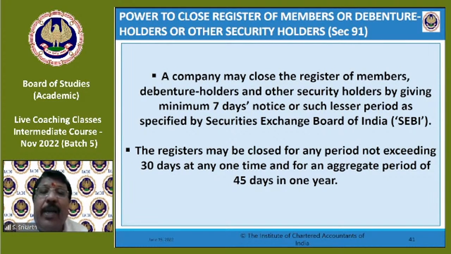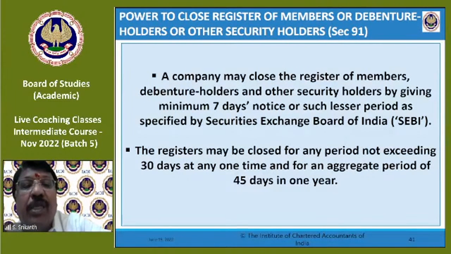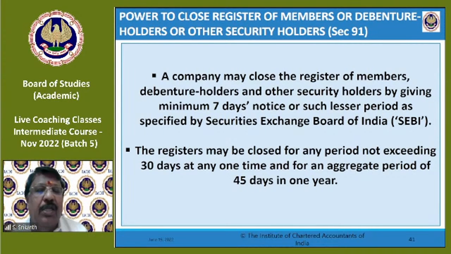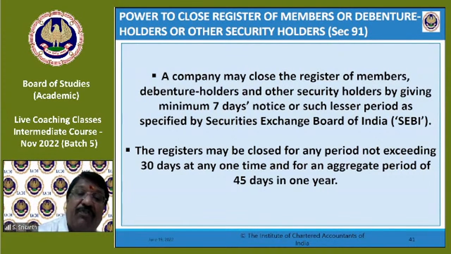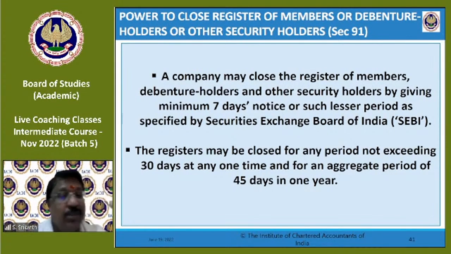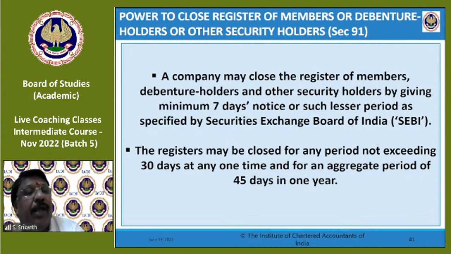Today, it is all maintained in electronic form. I don't have to close, but still the provision is there where they say a company may close the register of members or debenture holders by giving 7 days notice or such lesser period as specified by SEBI. The registers may be closed for any period not exceeding 30 days at any one time and for an aggregate period of 45 days. In those days, this 30 days was needed because we had to update the ledger, post all the entries, then tally. So it took time.